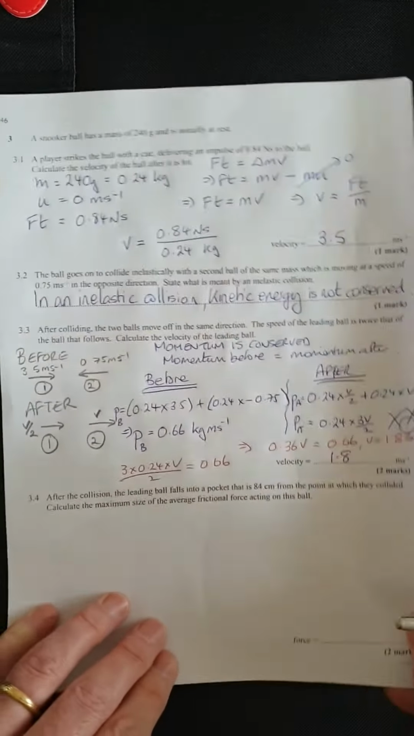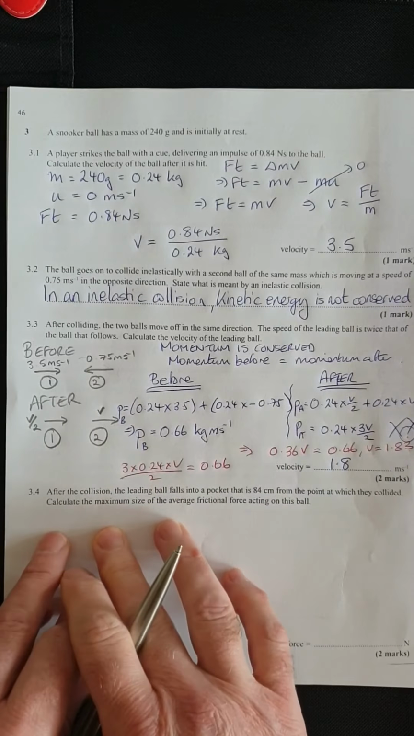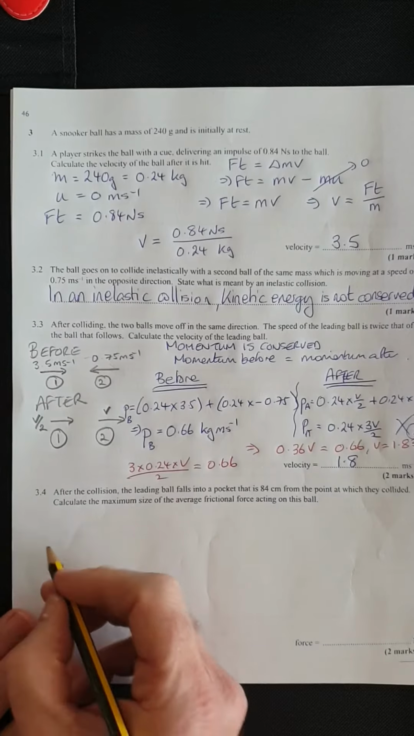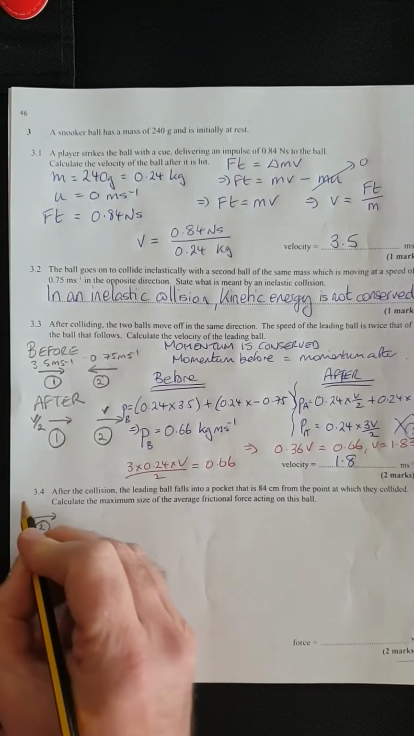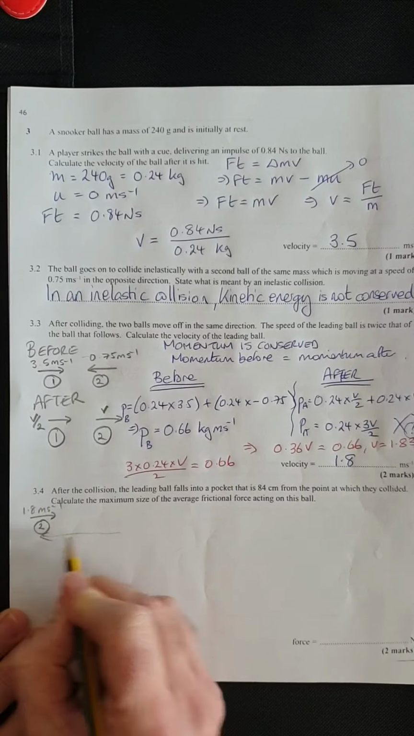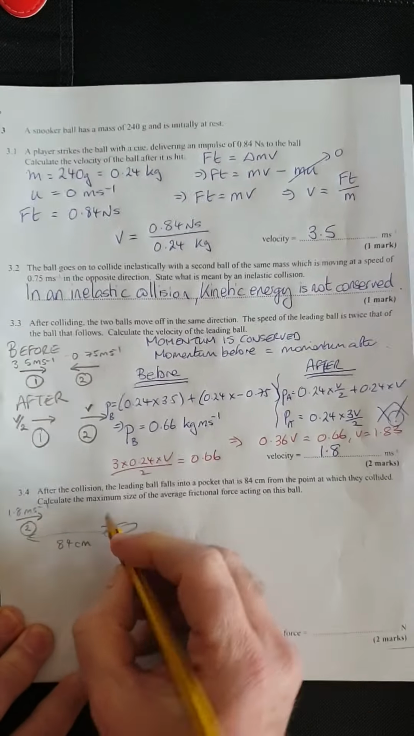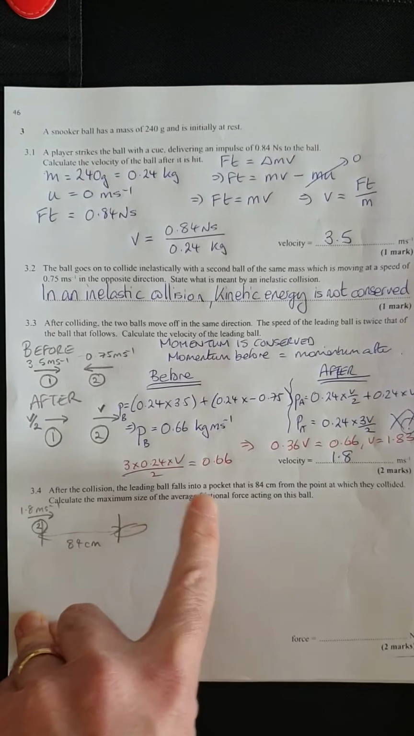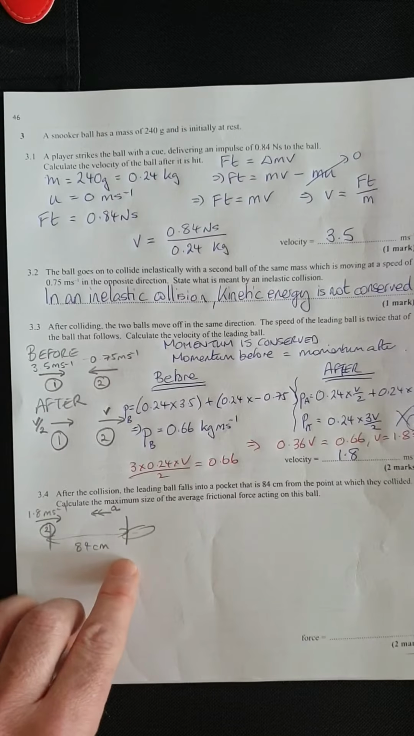Then part 4, after the collision, the leading ball falls into a pocket that's 84 centimeters from the point at which they collided. Calculate the maximum size of the average frictional force. So what they're saying is this is the leading ball now, ball 2. We know this is traveling at 1.8 meters per second. And we're saying that 84 centimeters away, that's where it's going to fall into the pocket. And so we know that it covers that distance. We said that there are frictional forces, so there is going to be some deceleration in this direction.